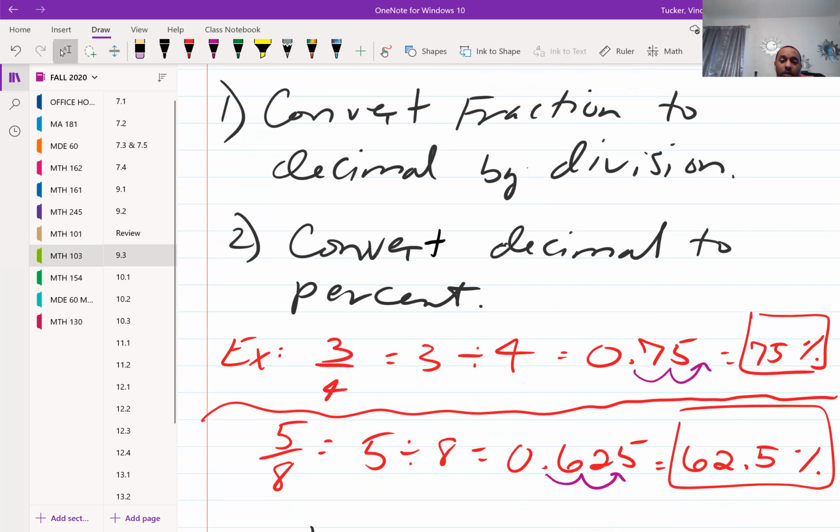5/8, same type of deal. 5 divided by 8, 0.625. Then take your decimal 2 places to the right, 62.5%.